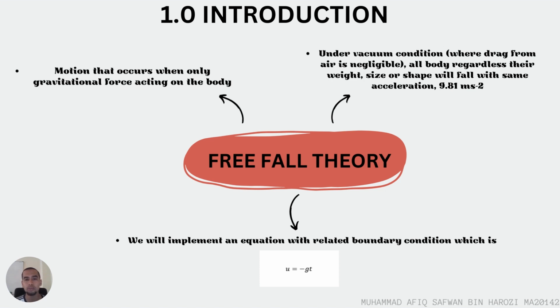The equation that will be implemented in this experiment is U equals negative gt, which comes from the initial equation, V equals U plus AT, and we substitute the boundary conditions. V is equal to 0 since the ball will strike the ground, and A is equal to G, which is gravitational acceleration.